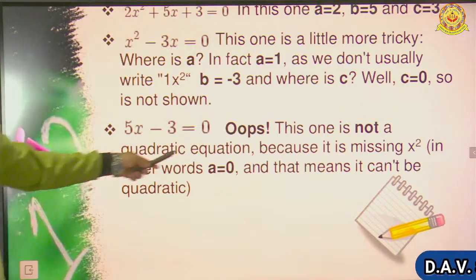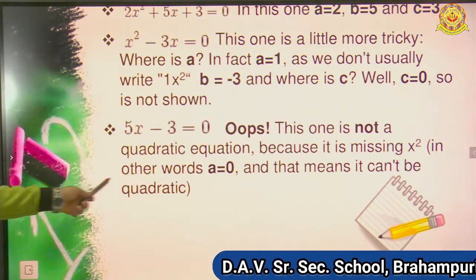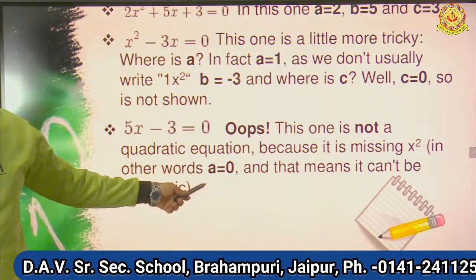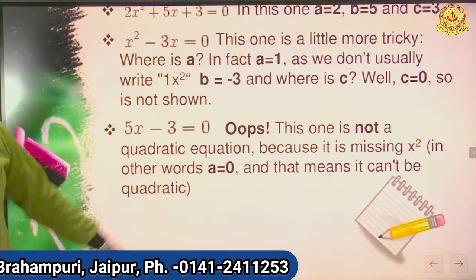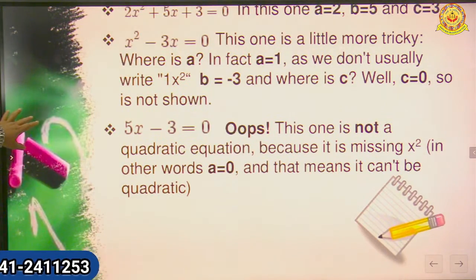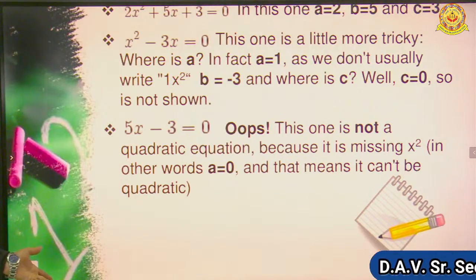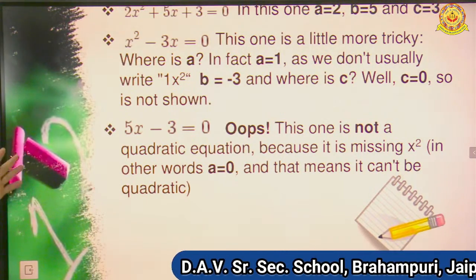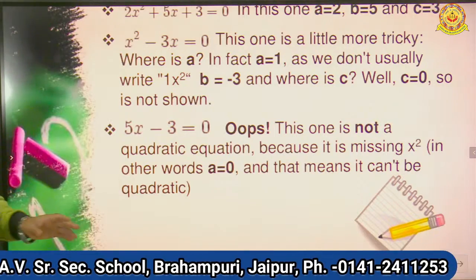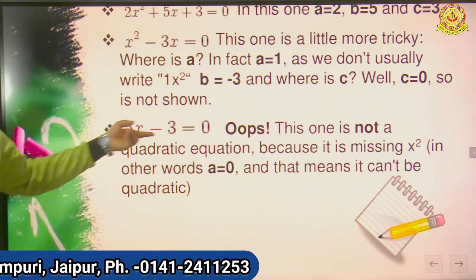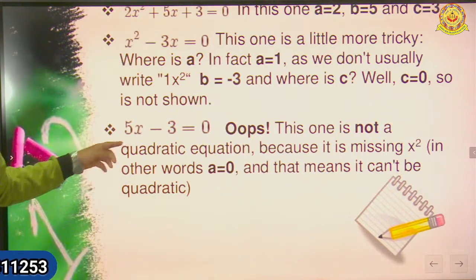This is not a quadratic equation, as we know, because it is missing x square. In other words, we can say a equals 0, and that means it cannot be a quadratic equation. When a equals 0, the most important condition is not there. So what kind of equation is it then? Linear equation. Okay.